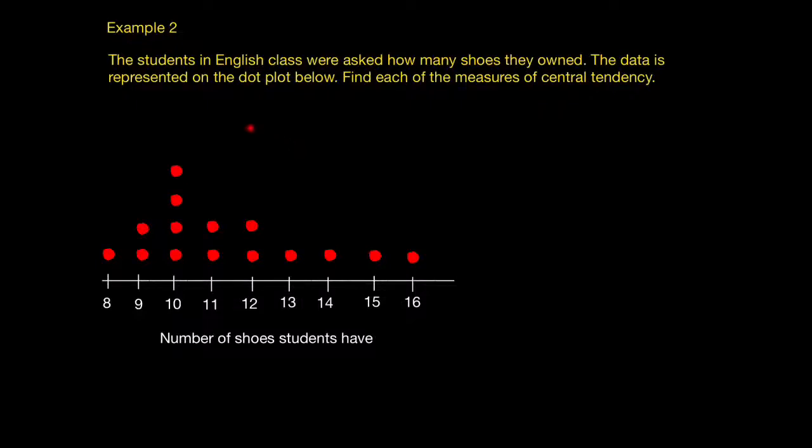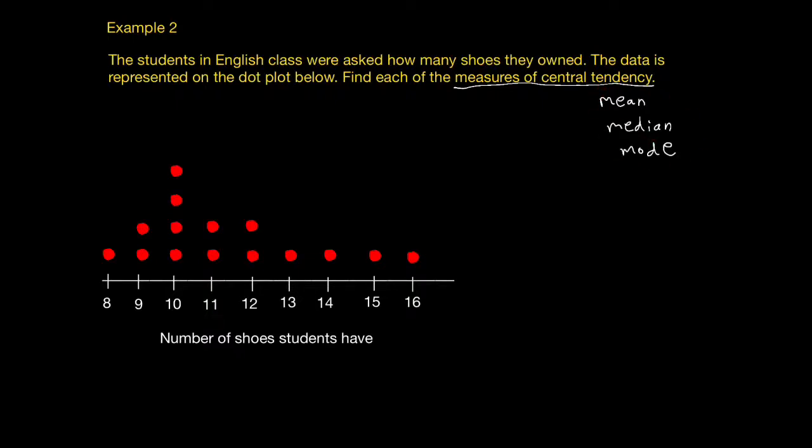Now this time we're given the graph, and our task is going to be to find the measures of central tendency. So here's example 2. The students in English class were asked how many shoes they owned. The data is represented on the dot plot below. Find each of the measures of central tendency. Measures of central tendency means that we're going to have to find the mean, the median, and the mode.